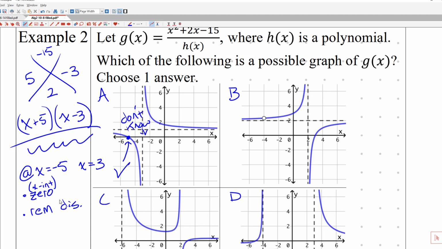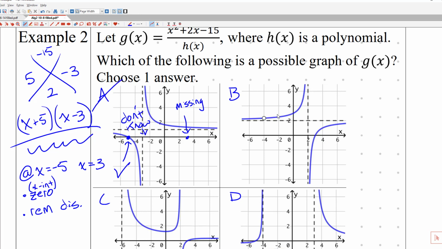The problem is, look at this x coordinate of 3. At x is equal to 3, this point right here, I should either see a 0 or a removable discontinuity, and I see neither. So this right here, we're missing something. We'll say missing. Therefore, it's not A.